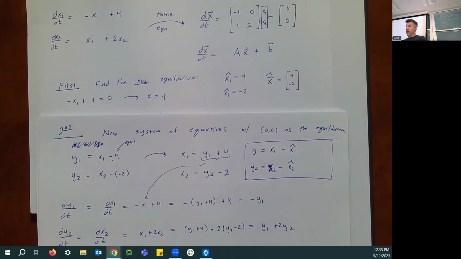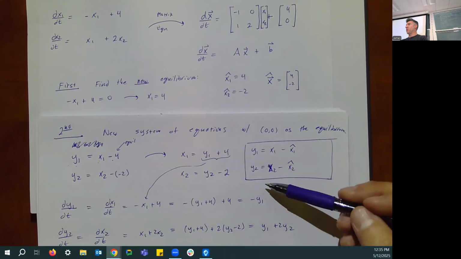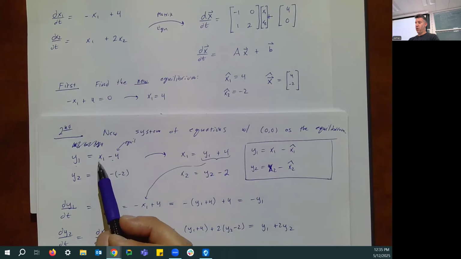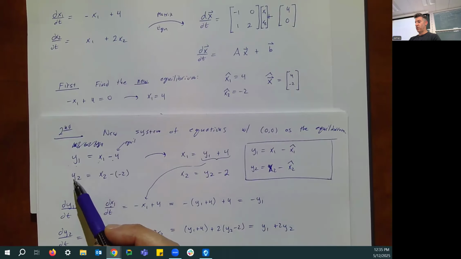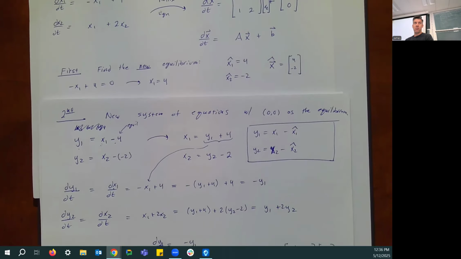So then if x1 and x2 equal their equilibrium values, y1 and y2 will have to equal 0. Right? If x1 is 4, y1 is 4 minus 4. If x2 is negative 2, y2 is negative 2 minus negative 2, which is 0. So we're just shifting things so that our new equilibrium has moved over to the 0, 0 point. But the differential equations don't really change very much at all. They're still pretty much the same.